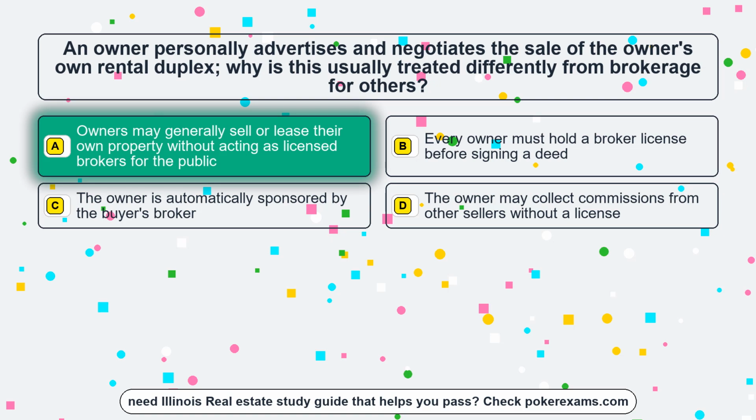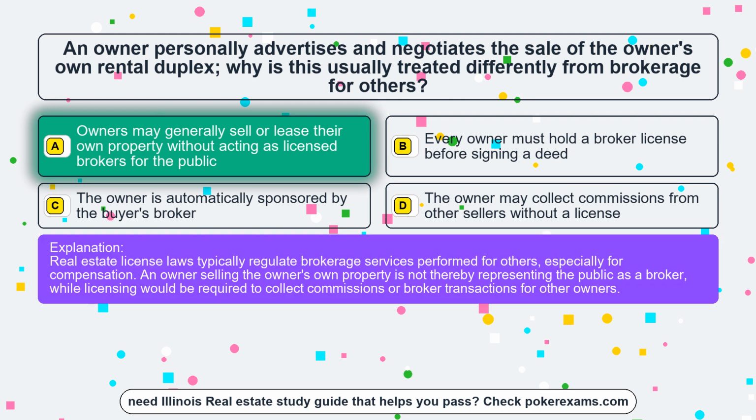The correct answer is option A. Owners may generally sell or lease their own property without acting as licensed brokers for the public. Real estate license laws typically regulate brokerage services performed for others, especially for compensation. An owner selling the owner's own property is not thereby representing the public as a broker, while licensing would be required to collect commissions or broker transactions for other owners.